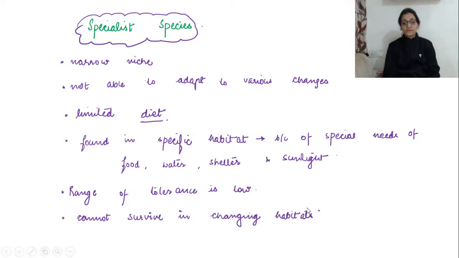Just as compared to generalist species. And why is this so? This is because they have a narrow niche with a limited range of resources. Very narrow niche they have, right?